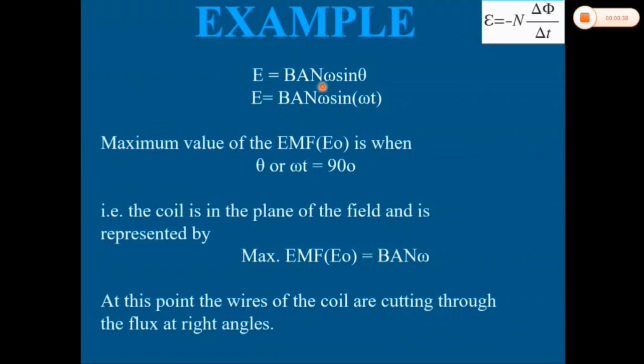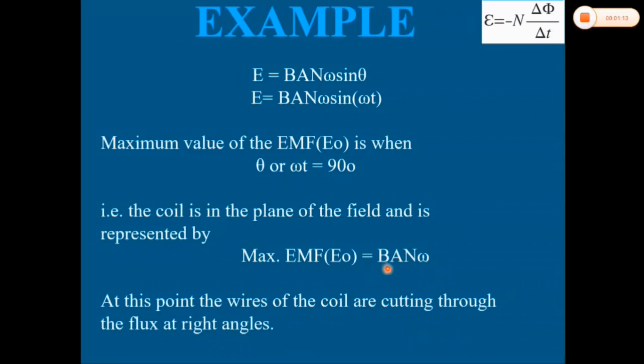In that case, this equation will reduce to this equation, and it will give the maximum value of induced EMF, which is denoted by E0. So at this point, the wires of the coil are cutting through the flux at right angles. Now what can we do to increase the size of this induced EMF, this peak value of EMF? It is obvious that this peak EMF depends upon 4 factors. So in order to increase the size of the peak EMF, we need to increase each of these factors, okay?